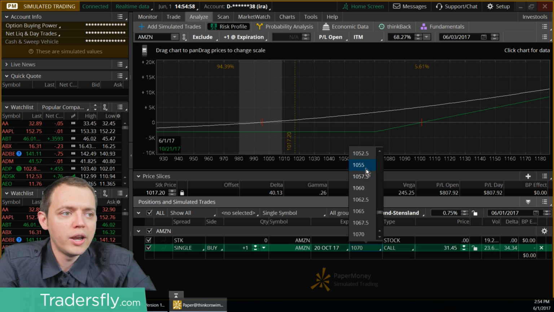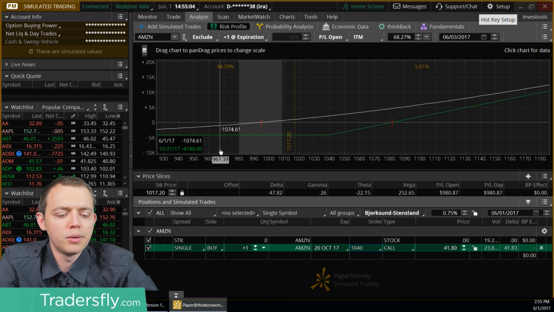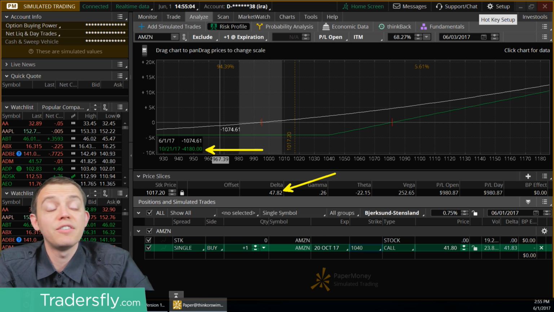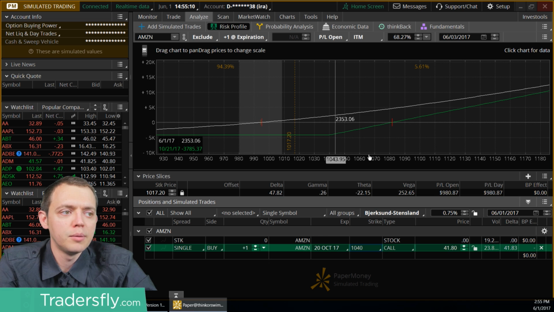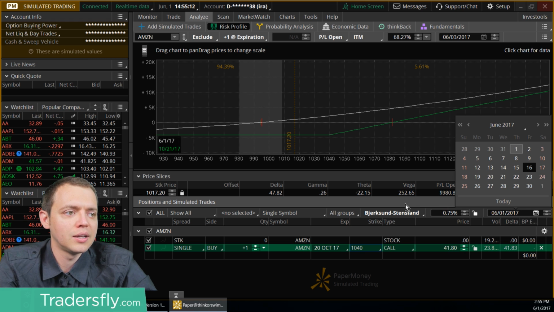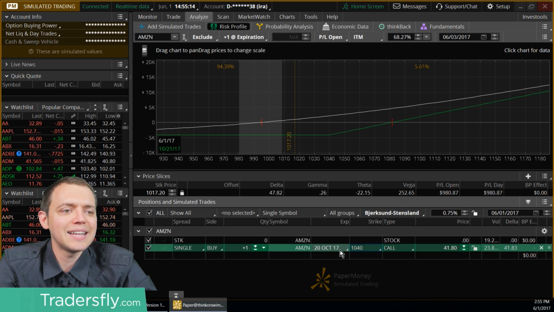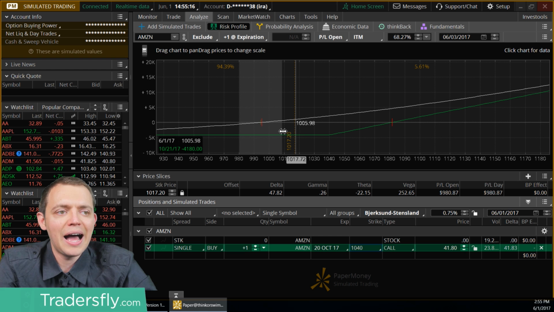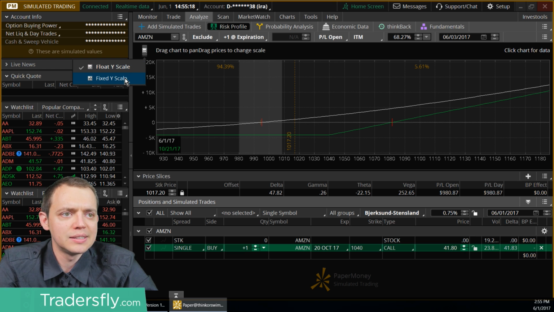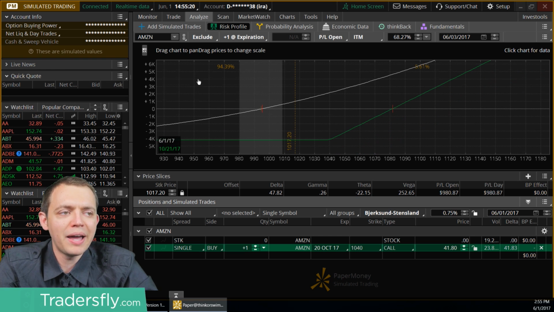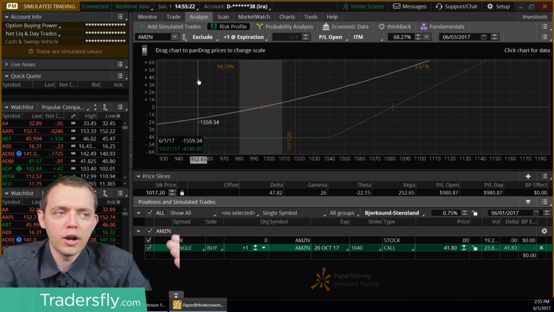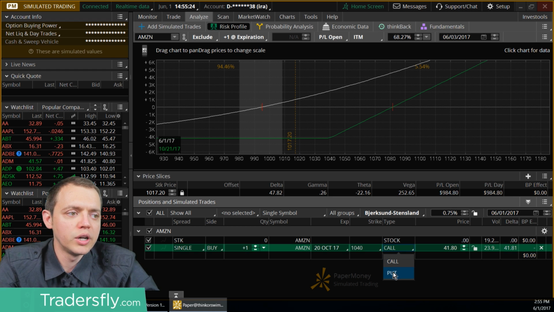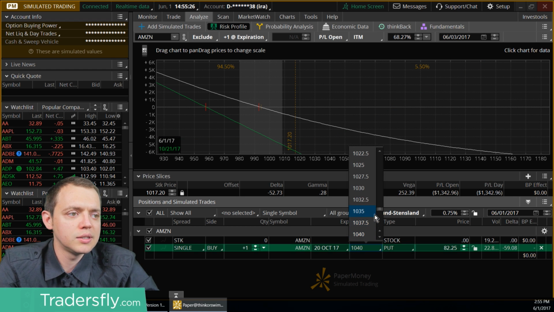Okay, for the one at the 1040 level, you're going to spend a little more, $4,180, but you make an extra $7 for every $1 move in that stock. So in either case, that's how it works in these option positions: the more money you spend, the more you make on a per dollar basis. If you're doing a put, same kind of concept.